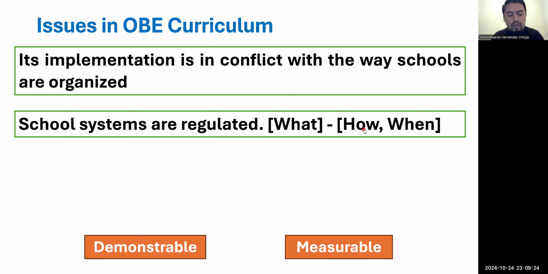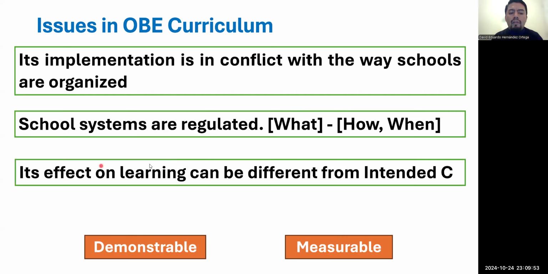And how? Because in the programs we have some recommendations for creating appropriate teaching and learning environments, and that in a way somehow breaks the principle or this feature of creativity and flexibility of this OBE curriculum. Another important issue is that its effect on learning can be different from the intended curriculum. It's important that we remember that when we say intended curriculum, we refer to the written curriculum.